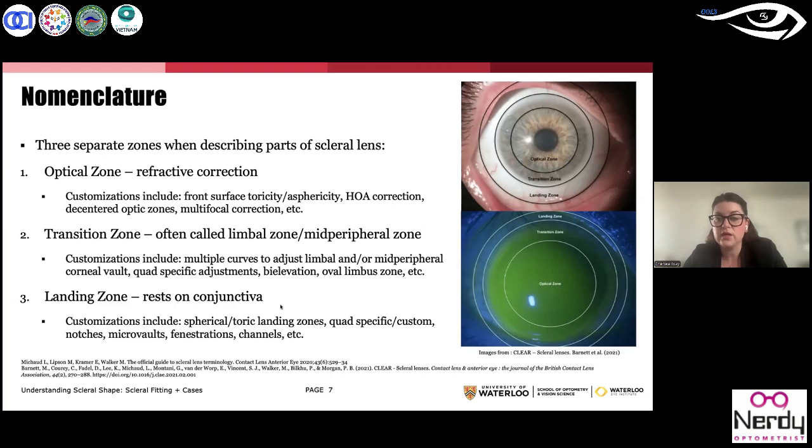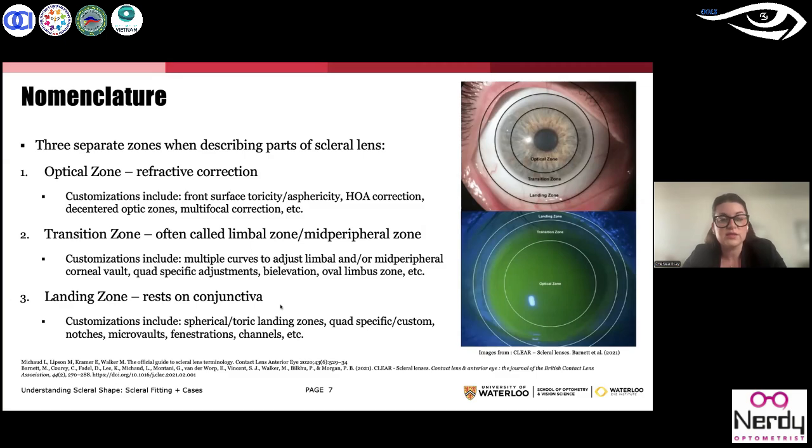So the part that actually rests on the conjunctiva and distributes the weight of that scleral lens. Customizations for this: we can have toric landing zones, spherical landing zones, quad specific, custom. We can put notches, we can put vaults, fenestrations, channels, a lot of exciting stuff to really troubleshoot and get a really good custom comfortable fit for our patients.